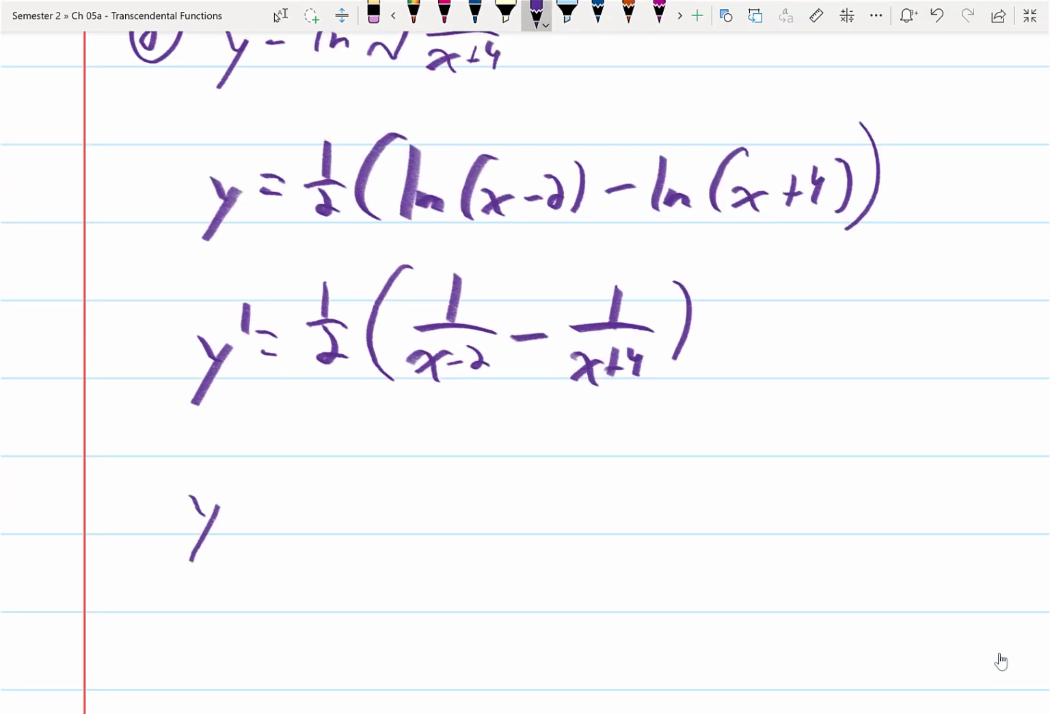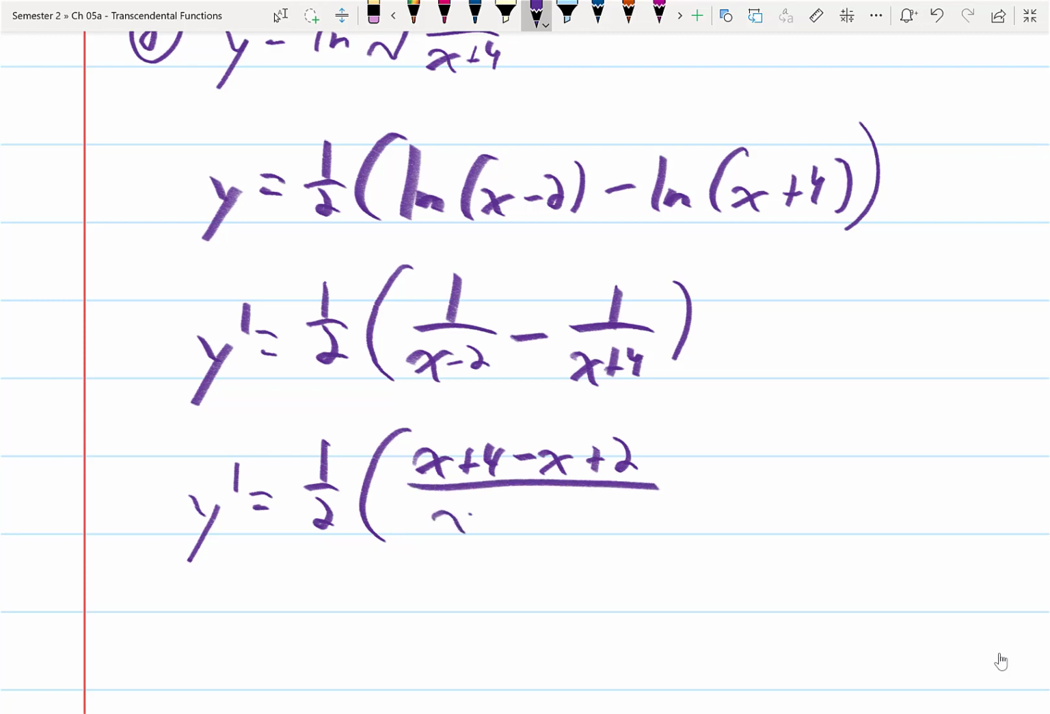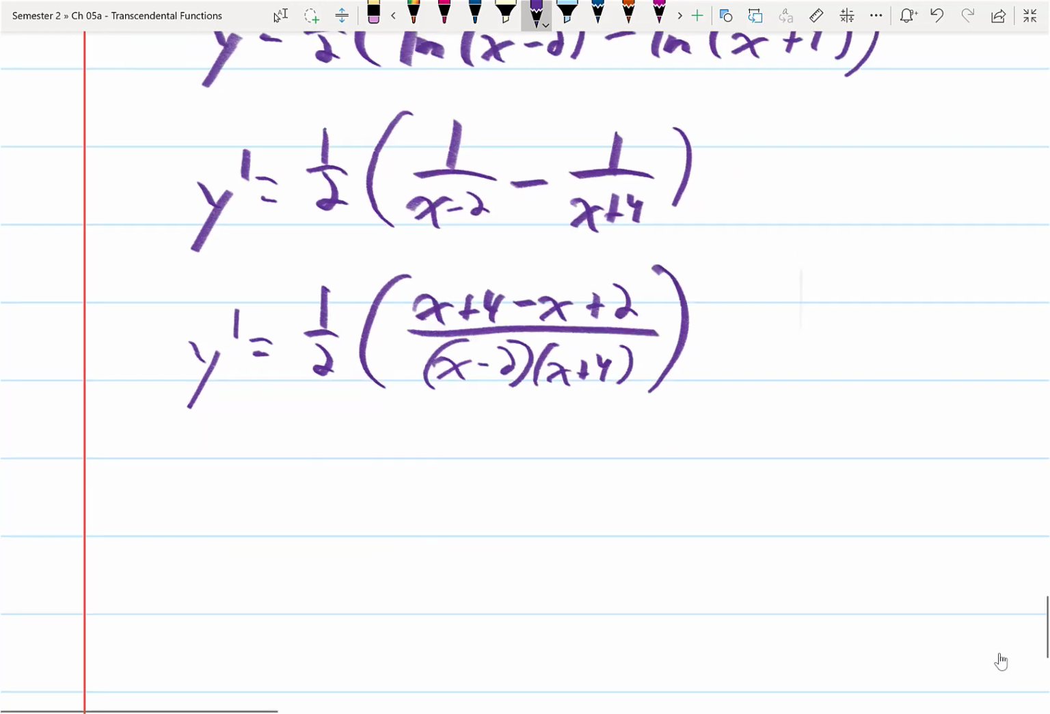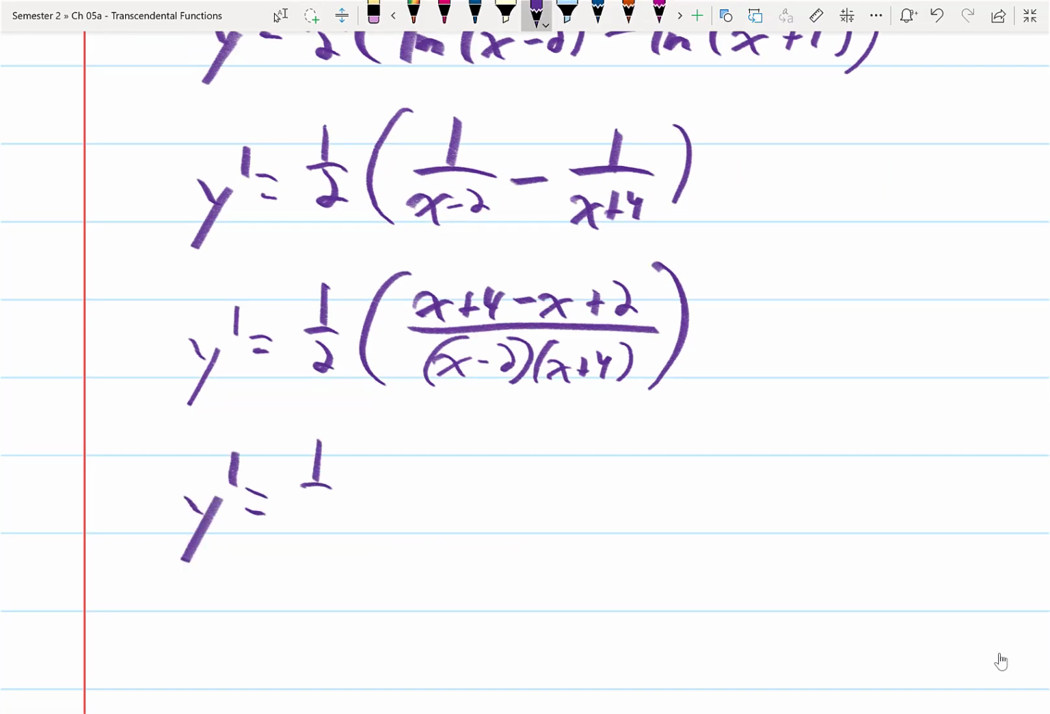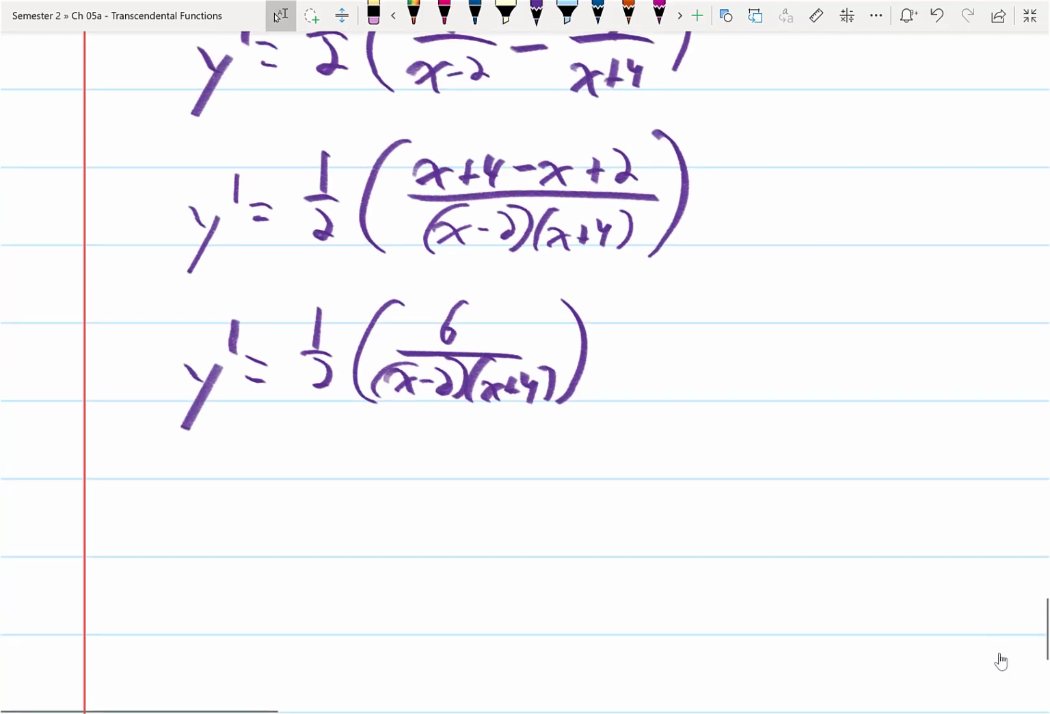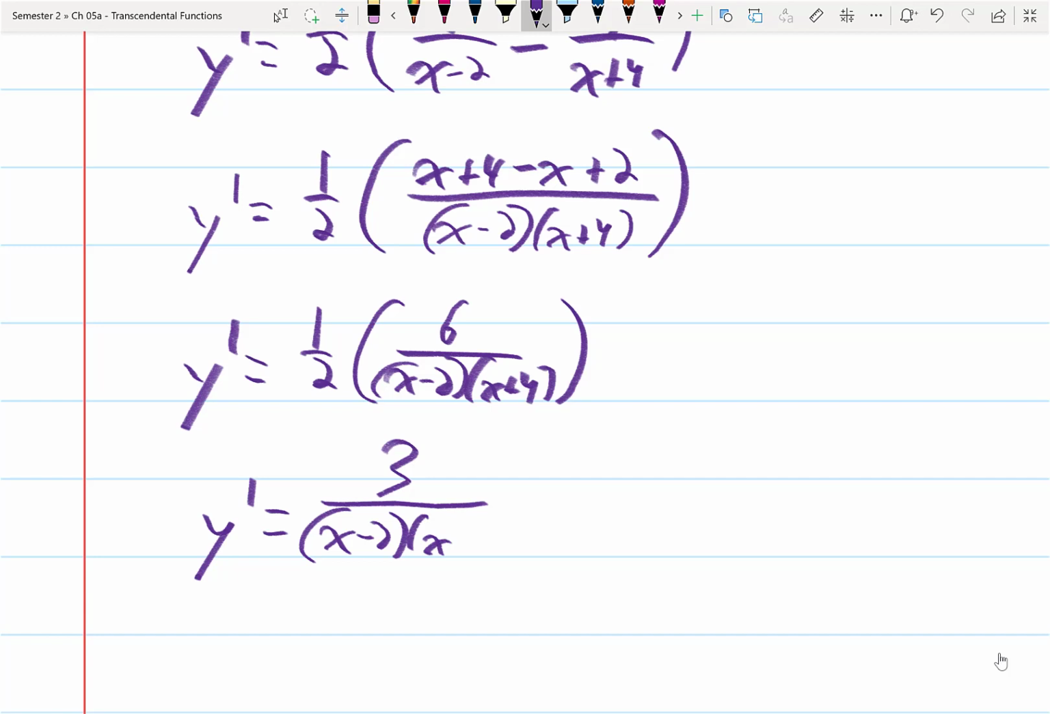If I bring those together and try to simplify it, I get 1/2 times x plus 4 minus x plus 2 over x minus 2 times x plus 4, which is the same thing as 1/2 times 6 over x minus 2 times x plus 4. And 1/2 times 6 gives me a 3. So I have 3 over x minus 2 times x plus 4.